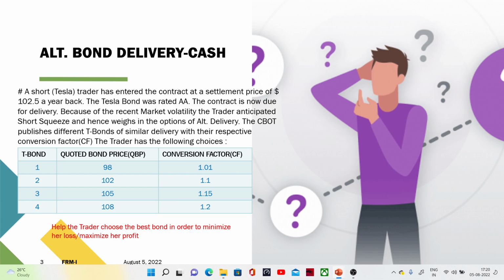So there are 4 bond choices being given, and the quoted bond prices of these are also mentioned, and the conversion factor pertaining to each of these quoted bond prices is also mentioned here. So we have to make a quick choice that would help minimize the cost as far as the trader is concerned, and thereafter see whether that is going to help him either minimize the loss or maximize the profit, as the case may be. So how do we make the choice? Let's evaluate from the point of view of cost.